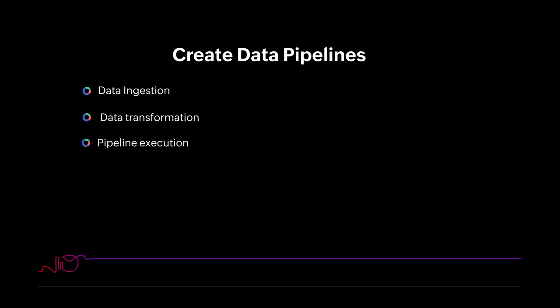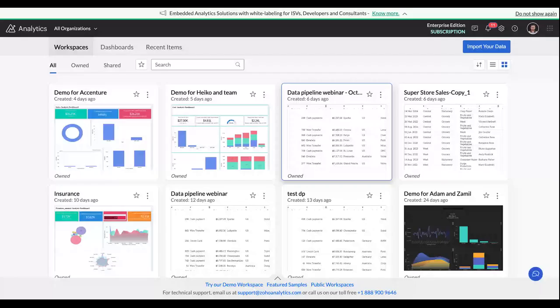We'll now take a quick look at the product demo. I'll now explain how to create a data pipeline. So what you're looking at is the home screen of Zoho Analytics. As mentioned earlier, we'll be covering three important aspects. First one is data ingestion, and the second one is building the pipeline and doing some transformations on the data. And finally, we'll execute the pipeline.